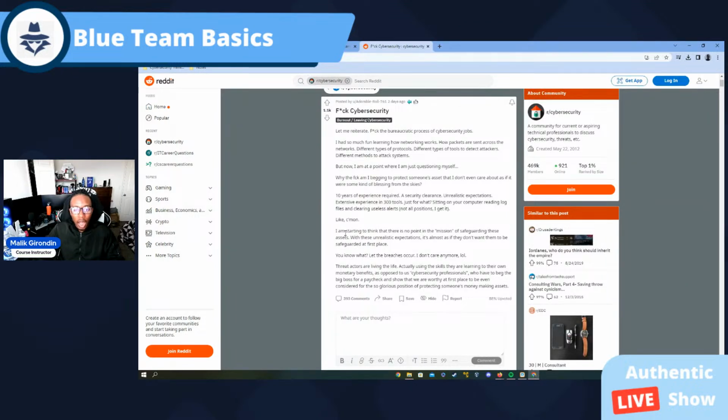Hold on. I'm starting to think that there's no point in the mission of safeguarding these assets with these unrealistic expectations. It's almost as if they don't want them to be safeguarded in the first place. You know what? Let the breaches occur. I don't care anymore. Lol. I don't know about that statement. Especially if you're working in a hospital or financing company, that's kind of like, whoa. I mean, you've been hired to protect the assets, and you're like, screw it, let it happen. Yeah, I don't know about that, buddy.